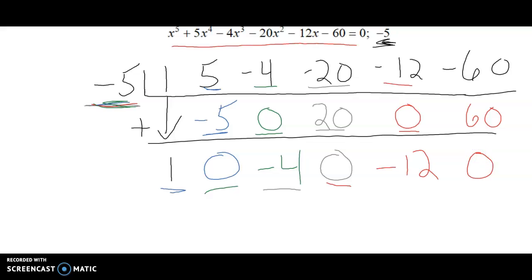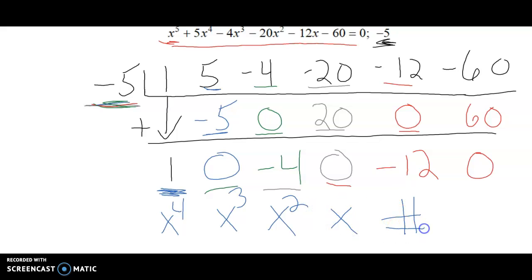Okay, so now, way to think about it, remember we started with a polynomial, we took out an answer. So we started with x to the 5th. So that means that this guy right here is going to represent x to the 4th. And then this spot will be x to the 3rd. It just keeps going down. X squared, x, that's going to be the constant number. And the 0 at the end, this just represents the remainder.